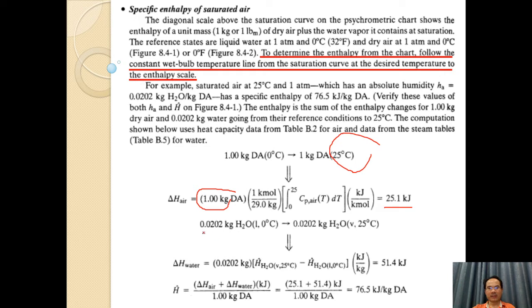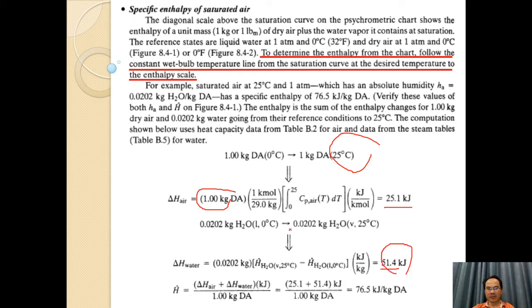The water goes from 0.0202 kilogram water as liquid at 0 degrees Celsius to 0.0202 kilogram water in vapor phase at 25 degrees. For this case, we change from liquid to vapor. This is the entropy at vapor at 25 minus entropy at liquid at 0 degrees Celsius, which gives 51.4 kilojoule. How to calculate this?